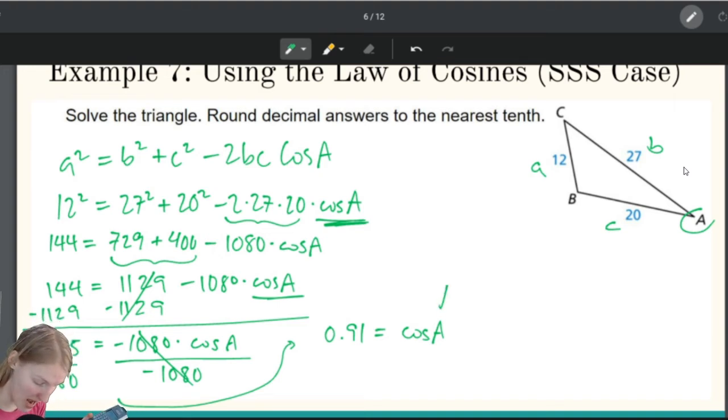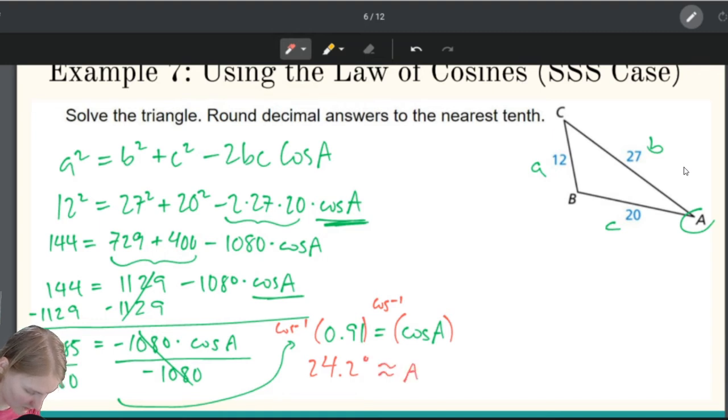Now, because I want to get the A by itself, I want to figure out what angle A is. I'm going to take cosine inverse of both sides. Cosine inverse of 0.91 is equal to 24.2. 24.2 degrees is approximately angle A. Woohoo! Alright, angle A has been found.